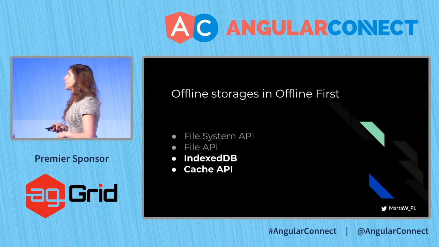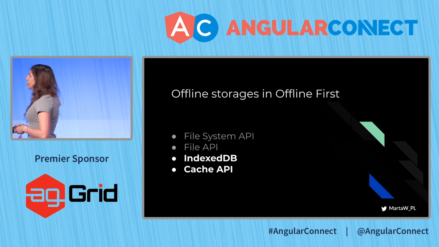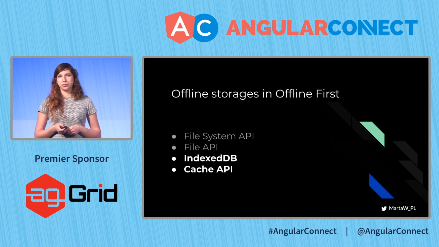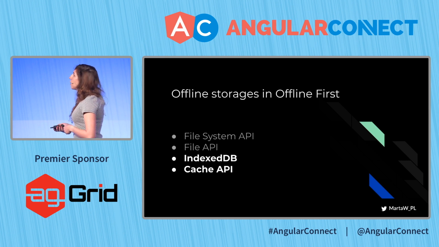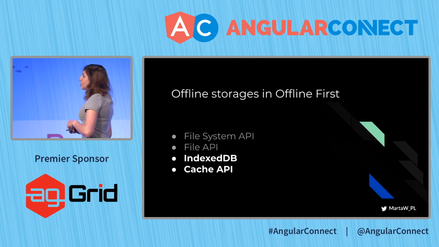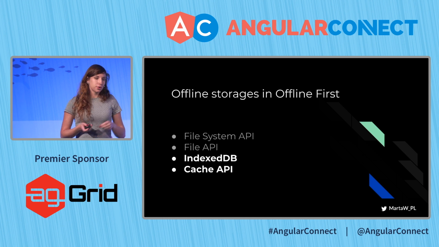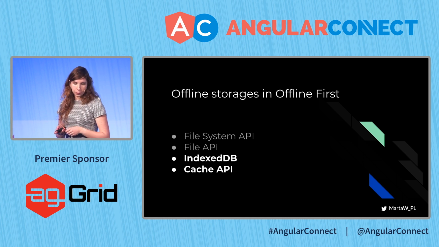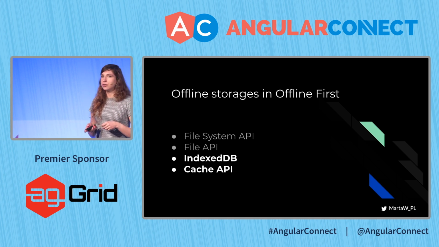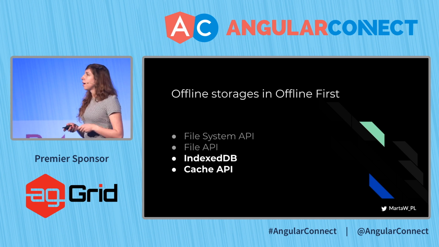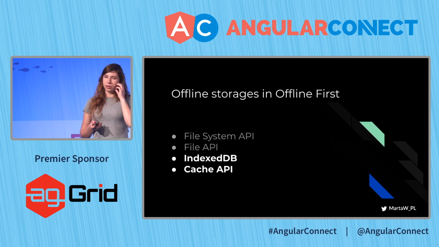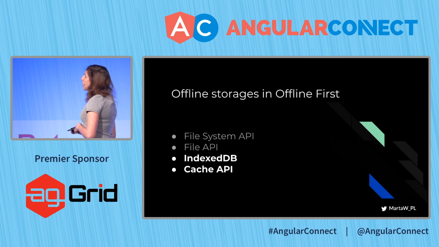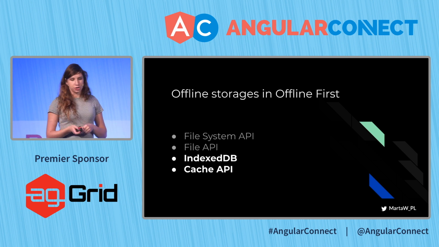IndexedDB is a document database that allows you to store pairs of key and value. You can store different types of data here. It can be strings, blobs, JSONs, and so on. And it's the greatest one because of support for web browsers. In Cache API, you can store pairs of request and response that represent the HTTP request and HTTP response, and they can contain any kind of data that can be transferred over HTTP.